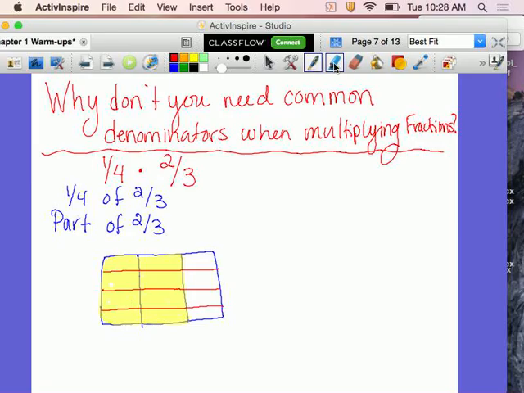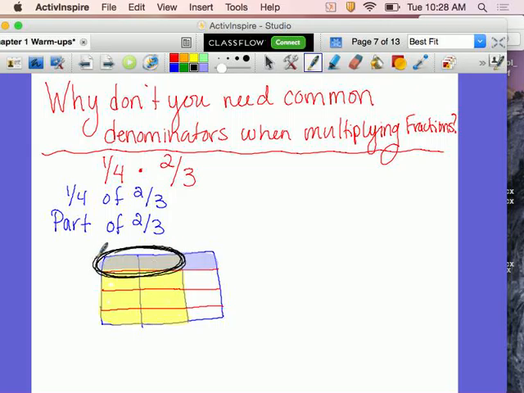Well, if I highlight 1/4, let's see, I want this color. 1/4 here. I want to know how much 1/4 of 2/3 is. Well, 1/4 of the whole thing is the blue. 2/3 of the whole thing is yellow, but I want to know 1/4 of the 2/3. Well, that's where they're overlapping. That's 1/4 of the yellow part.